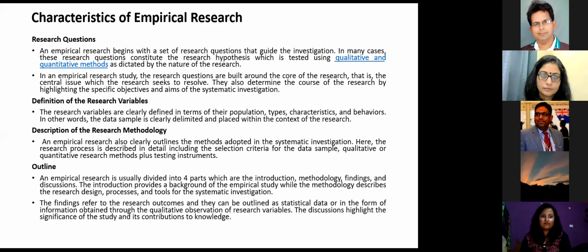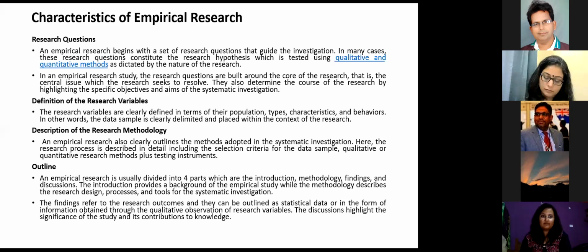So now, the characteristics of empirical research. These are the basic things that you have already done in your coursework. An empirical research begins with a set of research questions that guide the investigation, and to find the answer to this research question, you constitute the research hypothesis, which is tested using quantitative and qualitative methods as required by the nature of the research.